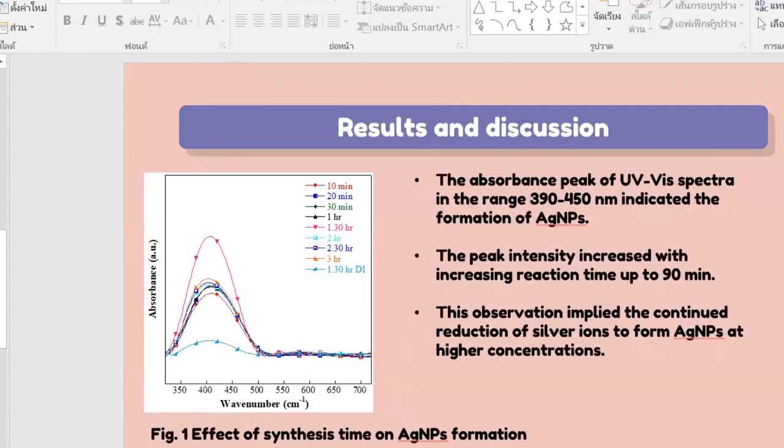Then next is our results and characterization. This slide shows the UV-visible spectrum in the range of around 390 to 450 nanometers. These peaks represent the formation of silver nanoparticles. From the results, we see that the highest peak is obtained at a reaction time of about 80 minutes. So we can conclude that 80 minutes for synthesis of silver nanoparticles is the best condition.